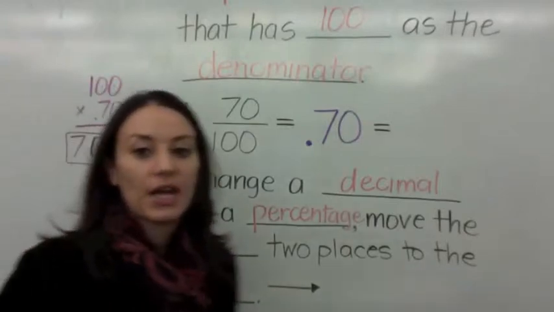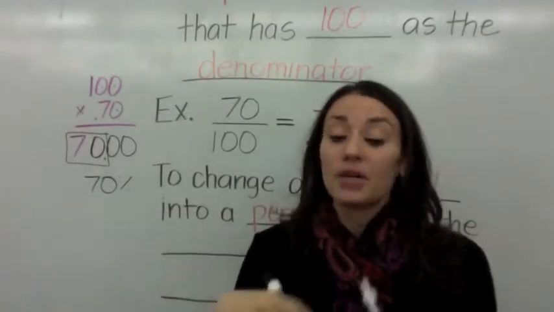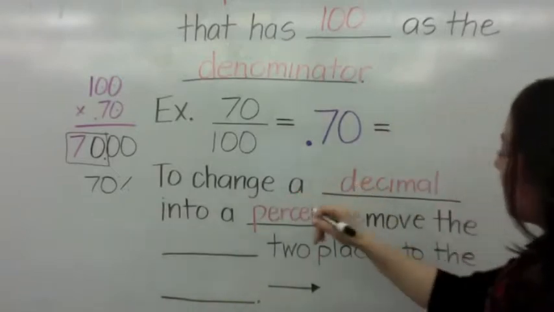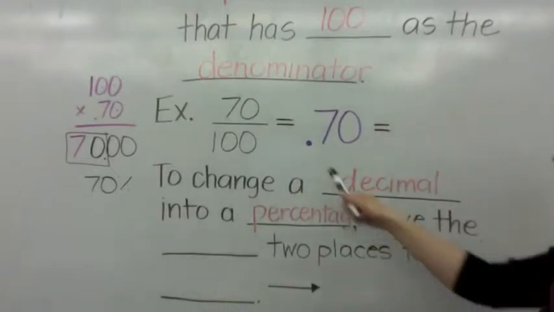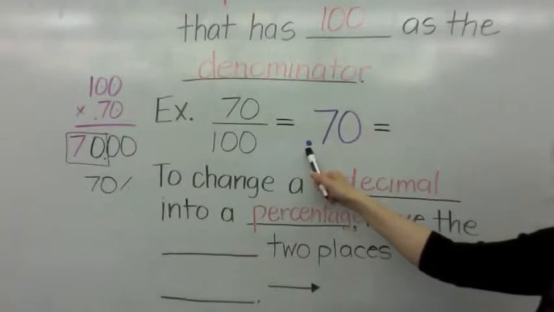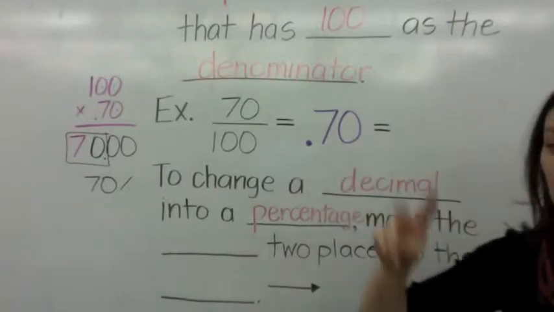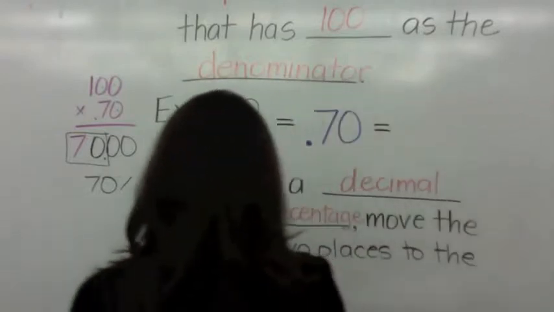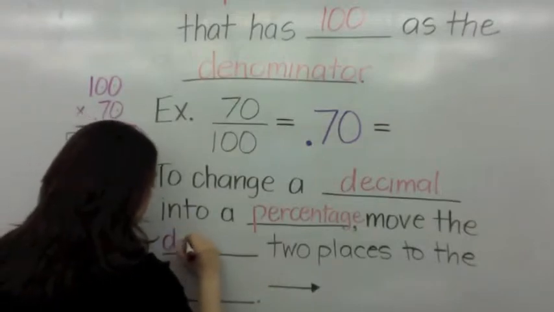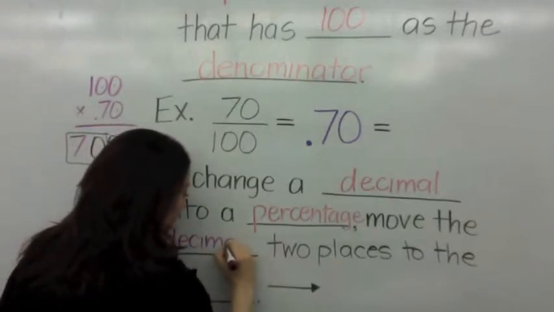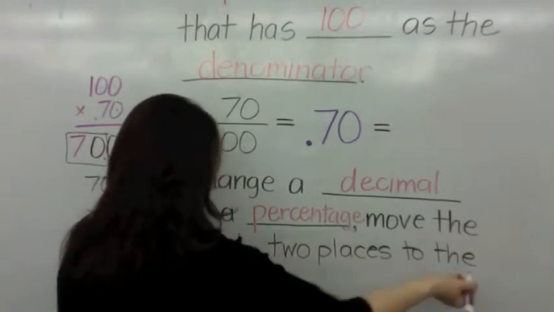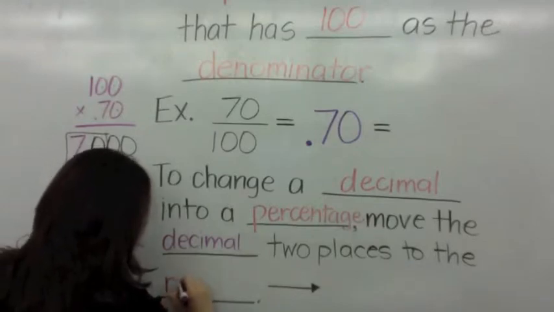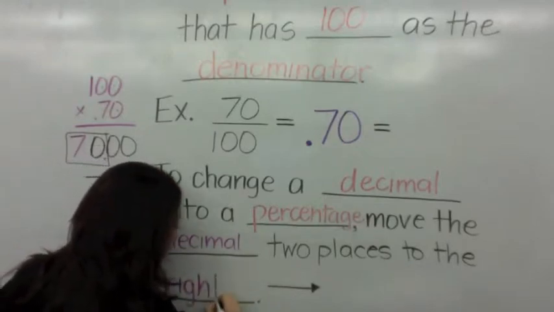But there's an easier way to do that. Okay, I'm going to show you the shortcut so you don't have to multiply by 100. So to change a decimal into a percent, here is the decimal. You're going to move it to the right 2 places. 2 places, watch. Now you're going to write the decimal 2 places to the, what direction is this? To the right.